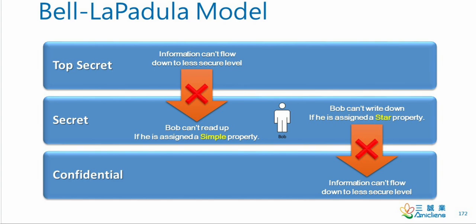As you can see, Bob in the middle has a secret clearance. He's able to read anything at that secret level or the confidential level below him, but he can't read anything at the top secret level. Similarly, he can't write down to the confidential level because he might have access to secret security information that we don't want to go down to the confidential level, but he can write up to the top secret level.